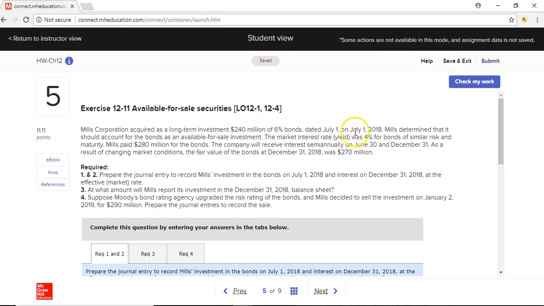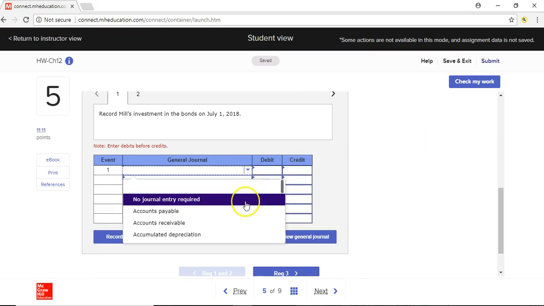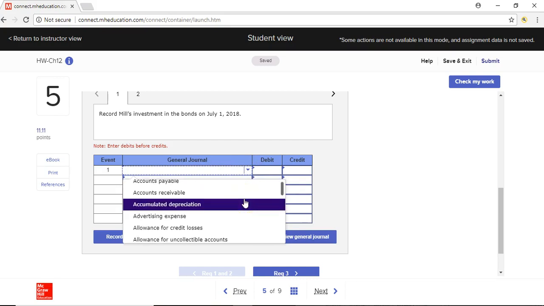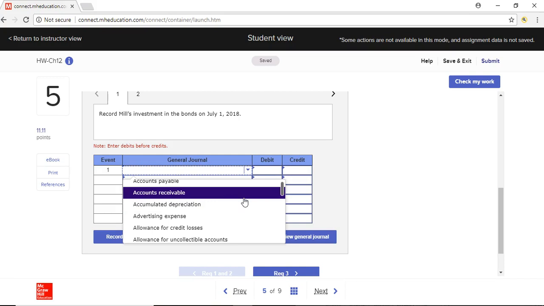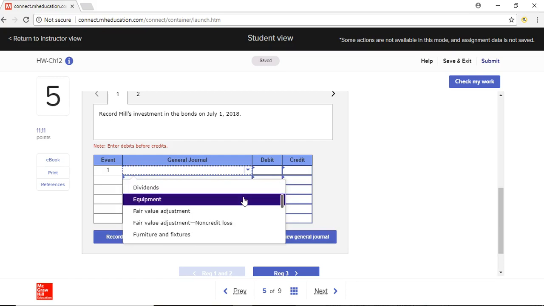Right now, when they first purchased these bonds on July 1st, 2018, the journal entry will mirror the issuer's journal entry. Face value and the price of the bonds will be on the credit side, and on the debit side, the investor records investment in bonds.